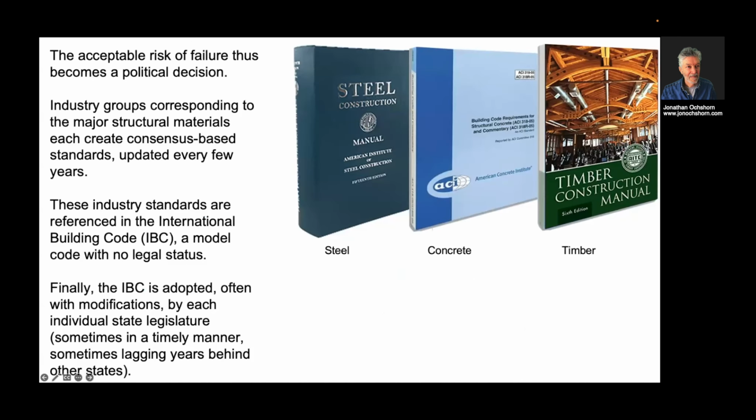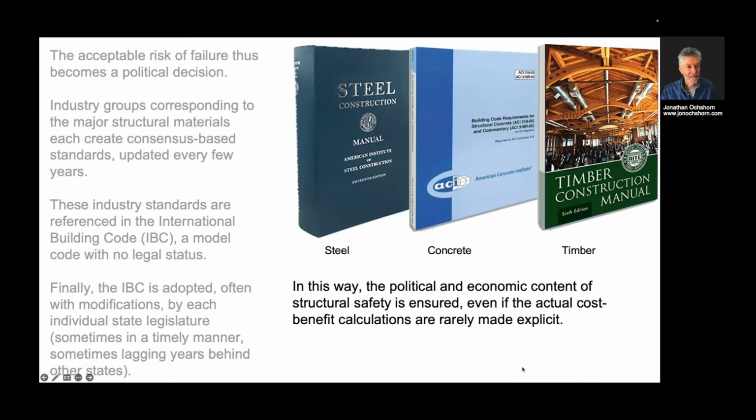It becomes a political decision then, this acceptable risk of failure, not a scientific decision, a political decision. Industry groups corresponding to the major structural materials each have their consensus-based standards. I'm picturing the steel, the concrete, and the timber manuals, which are referenced in the International Building Code, which is the model code, but then it becomes legal because the codes are then adopted by each individual state legislature. And in this way, the political and economic content of structural safety is ensured, even if the actual cost-benefit calculations are rarely made explicit. What about structural expression, you're thinking?